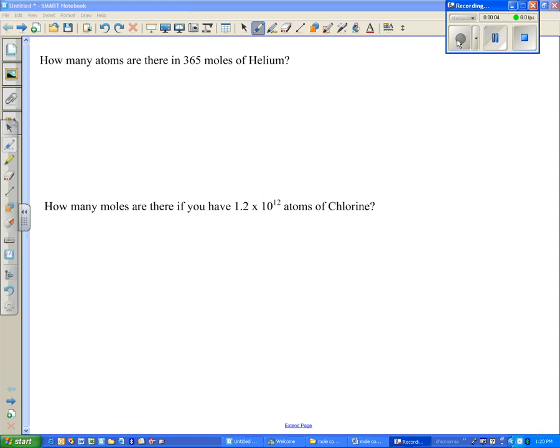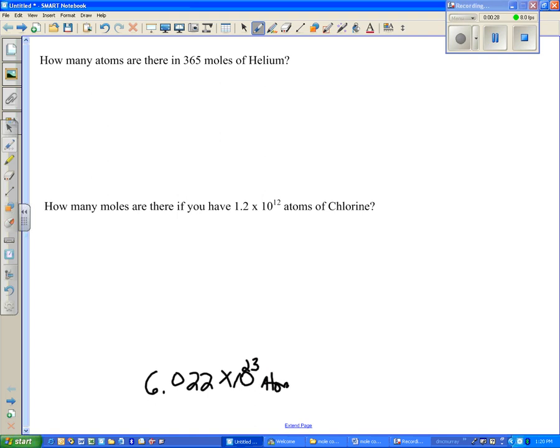We are going to convert from moles to atoms, and then from atoms to moles. In both cases, we're going to use something that is like an extremely large dozen. It's Avogadro's number, which is 6.022 times 10 to the 23rd. And that's how many atoms are in one mole.